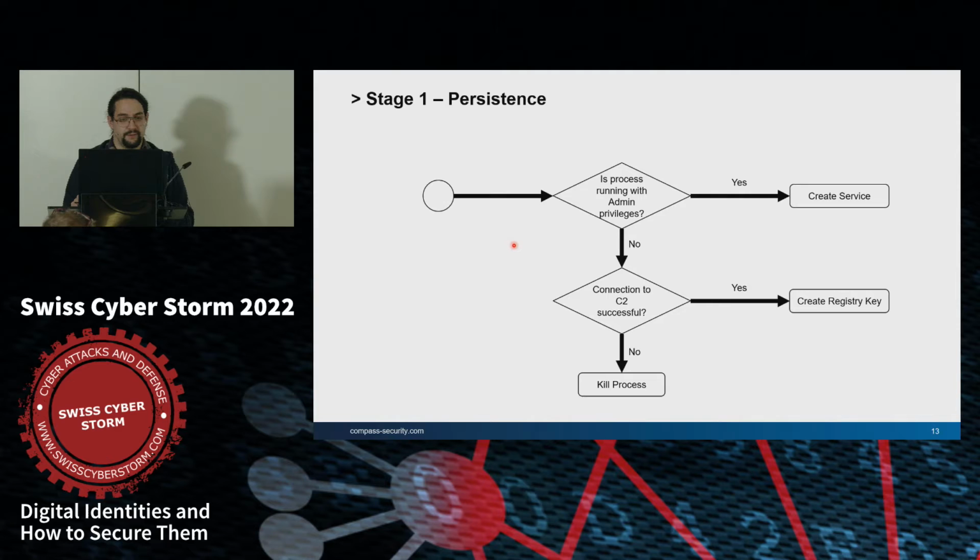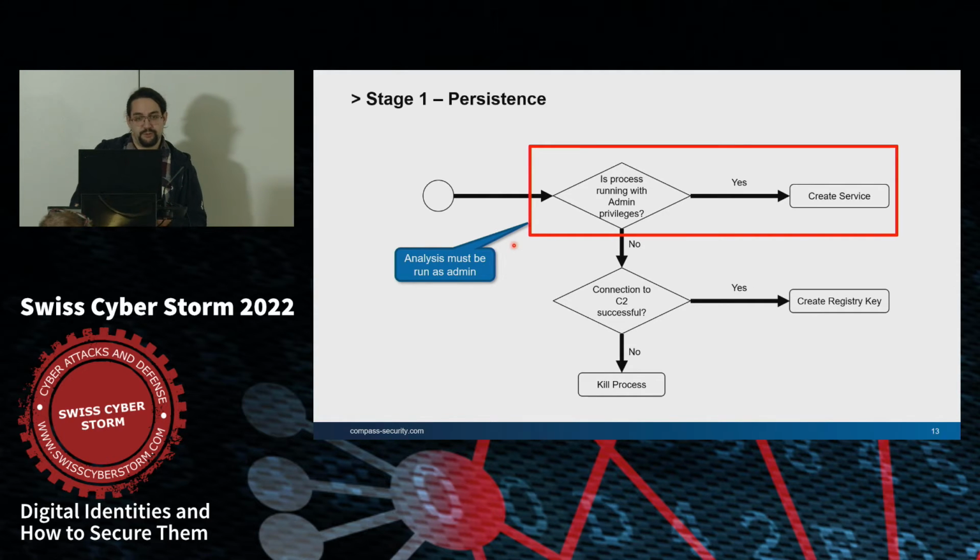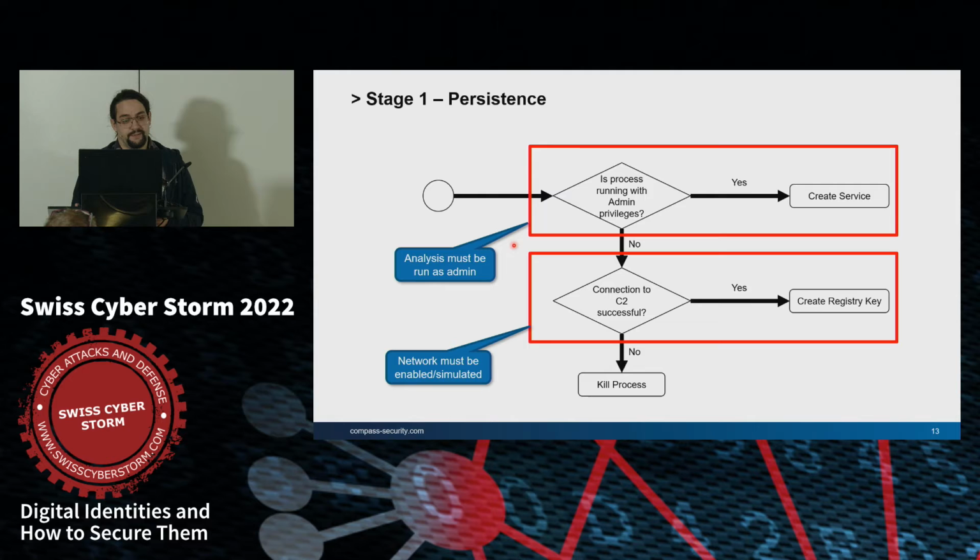And if it was not admin and not successful at connecting to the C2 server, it will just kill the process. So no action. So if you're running this on an automated tool, you must run it as admin first, and once without admin rights to have both branches. And on one of them, you must enable network.